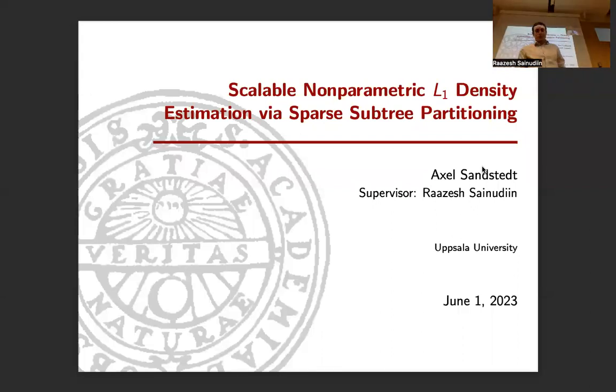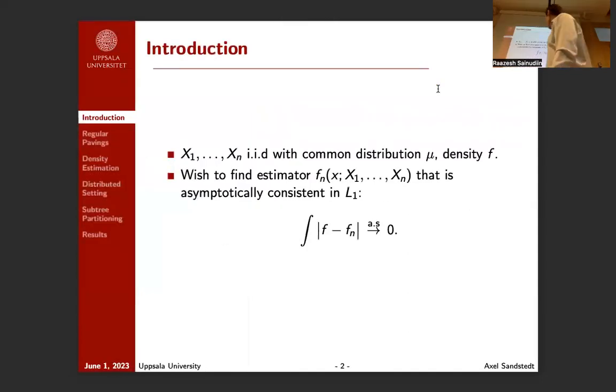Thanks. So, I can start with some overview. This has been an ongoing project by several papers. The setting we will be dealing with: we have some IID sample x1 to xn with some common distribution mu and a density f. What we want to achieve is a nice estimator depending on the sample, which is asymptotically consistent in L1 with regards to the density.